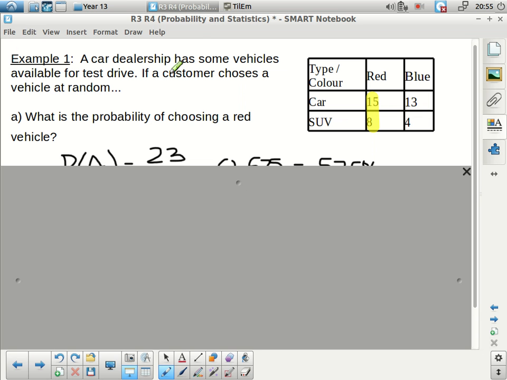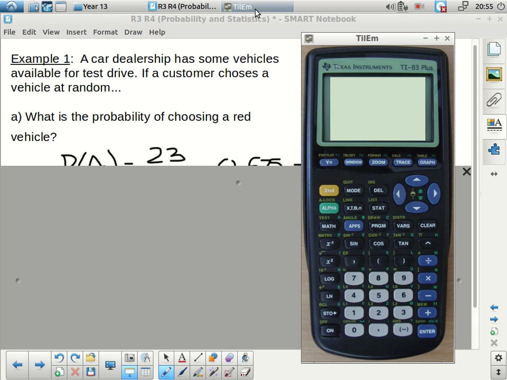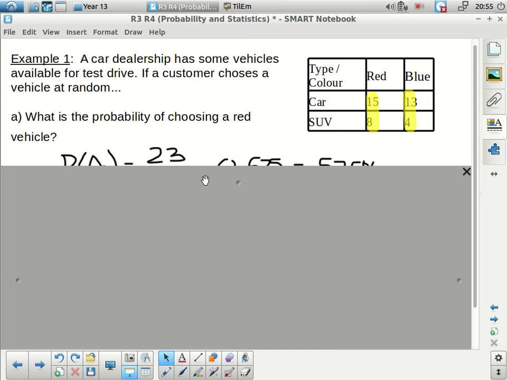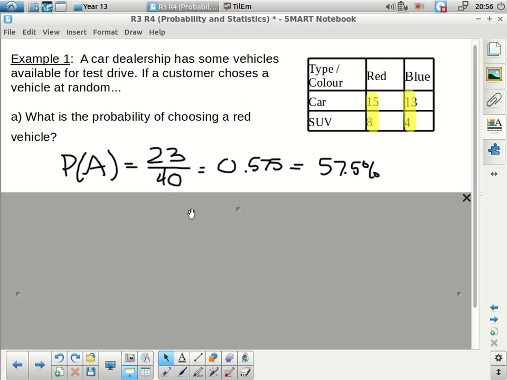Okay, out of how many options are there? Well, if we add all four of these up, let's just double check here on my calculator. So I've got 15 plus 8 plus 13 plus 4. Okay, there are 40 vehicles total there. So the probability of this happening is 23 out of 40. So we can represent it as a fraction. We can't go any lower with the terms here, so that is lowest terms.